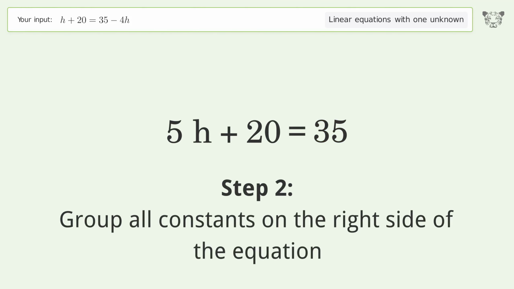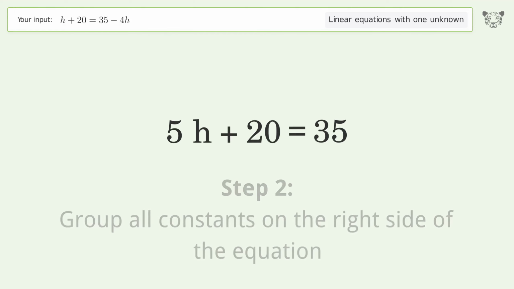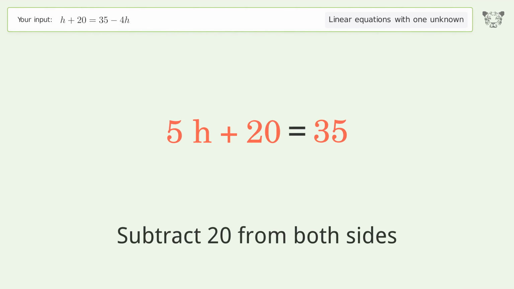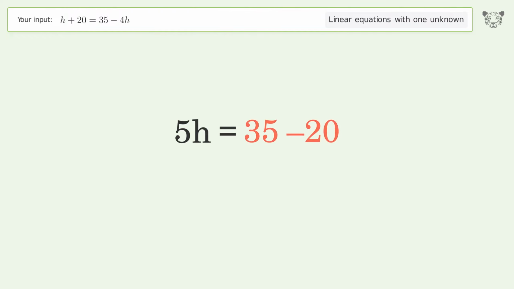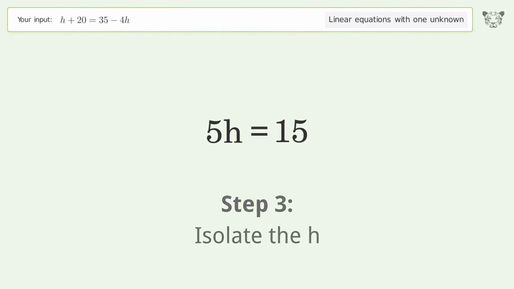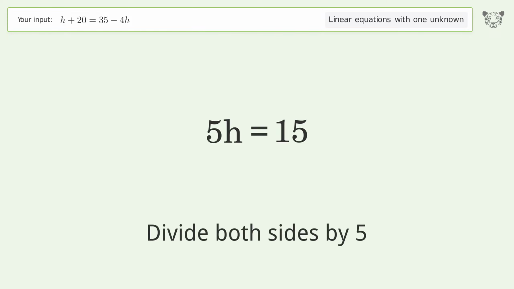Group all constants on the right side of the equation. Subtract 20 from both sides. Simplify the arithmetic. Isolate the h. Divide both sides by 5.